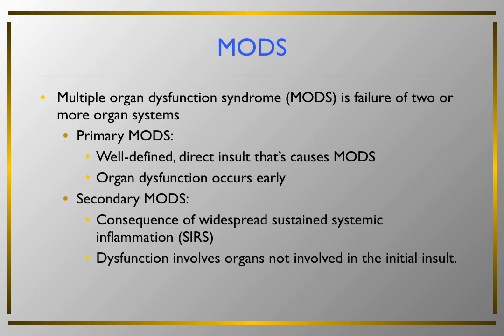Now, primary MODS versus secondary MODS: primary MODS is well defined. It's direct insults that cause MODS. So normally organ dysfunction occurs early in this one, whereas secondary MODS is a consequence of widespread sustained systemic inflammation, and dysfunction involves organs not involved in the initial insult.